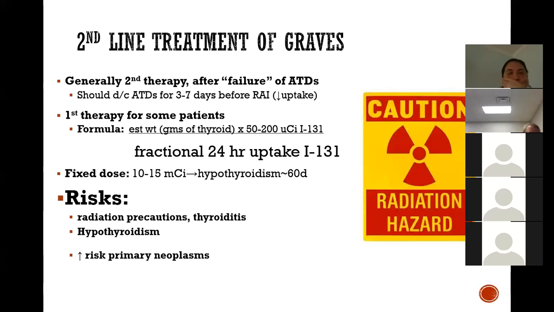In terms of second-line treatments for Graves, you could consider ablation with radioactive iodine. It's generally not used in children due to possible increased risk for neoplasms in the future. So it's kind of a really unusual therapy in terms of children receiving radioactive iodine for this type of problem.